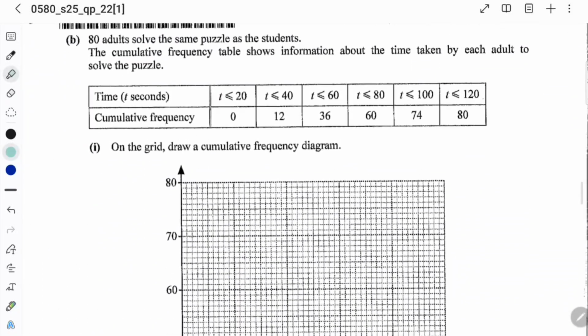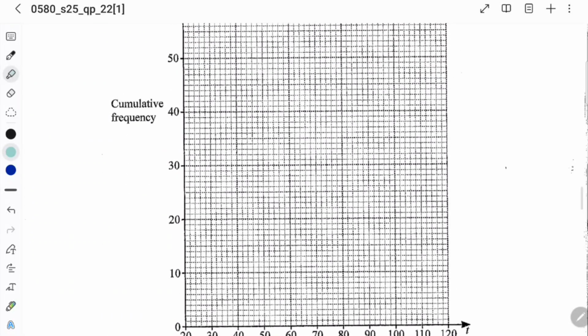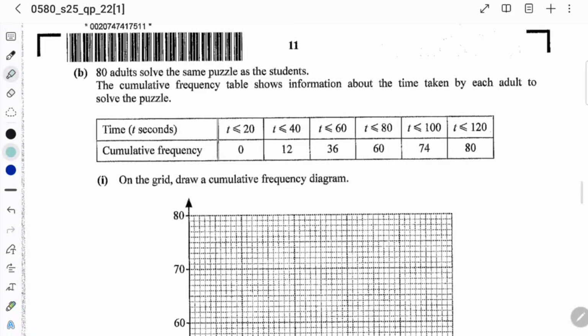Now question number 13, part B. 80 adults solved the same puzzle as the students. The cumulative frequency table shows the information about the time taken by each adult to solve the puzzle. The time is given and the cumulative frequency table is also given. You don't need to add to make the cumulative frequency table. It's a very easy question. Just plot the points here and draw a smooth curve, a freehand smooth curve.